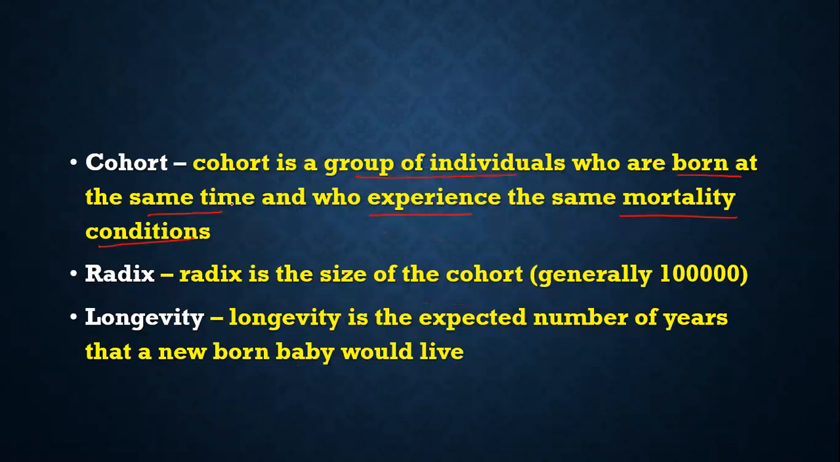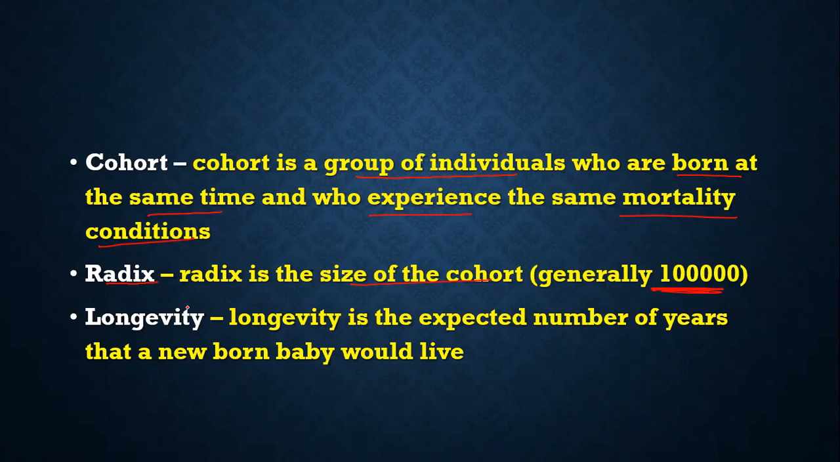Now, what is radix? Radix is nothing but the size of the chart. It is generally 1 lakh. When we talk about a group, it has a size. So for radix we generally consider 1 lakh people, 1 lakh individuals, as the size. That 1 lakh size is what we call radix. The group of individuals having that size, generally 1 lakh, is considered as radix.